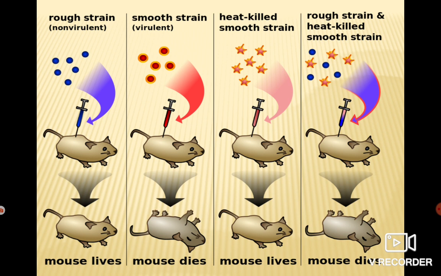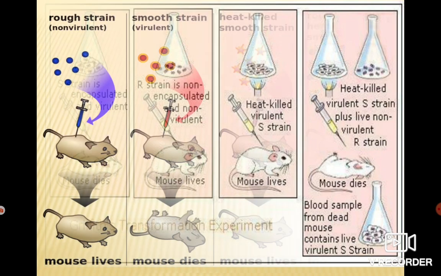See, when he injected rough strain, the mouse lives. When he injected heat-killed strain, again the mouse lives. Then here, when he injected a mixture of these two, at that time the mouse dies. What is the reason behind this?